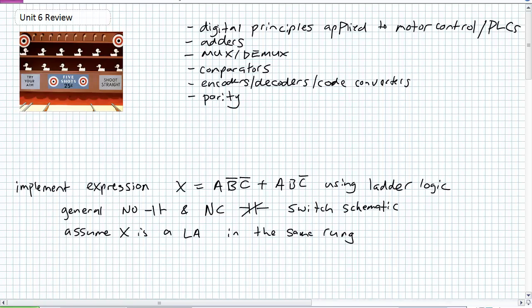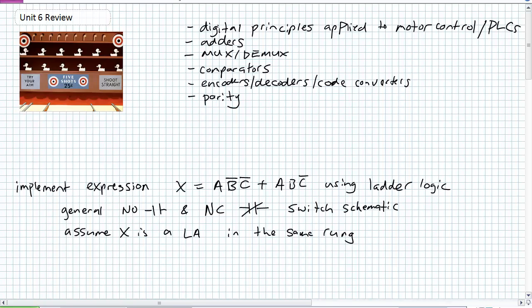If you understand what we're talking about in this review, I'm pretty confident that you can make it through. We're going to put into application some of the VHDL principles and techniques that we learned in lab. But what I'm looking for right now in this Unit 6 review is just an understanding of these common combinational logic functions. Okay, first one, digital principles applied to motor controls and PLCs.